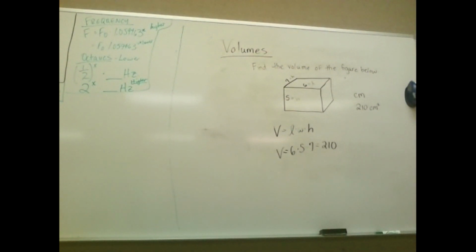Any questions about how to find the volume of a rectangular solid? I've also heard these referred to as rectangular prisms, and I don't know if there's a difference or not. So if you ever hear that, let me know, and let me know if there's a difference. I need to Google it.